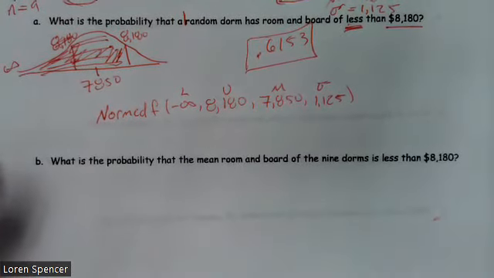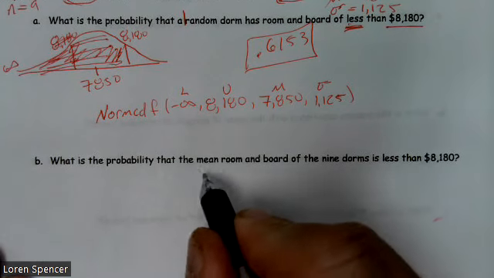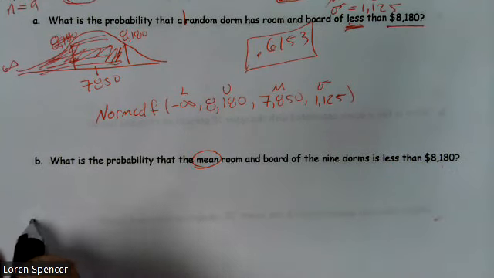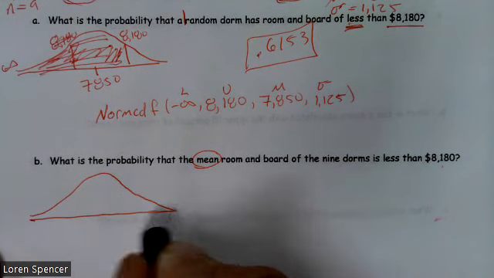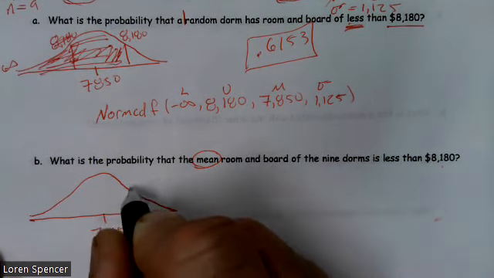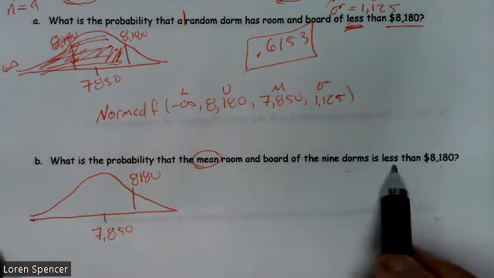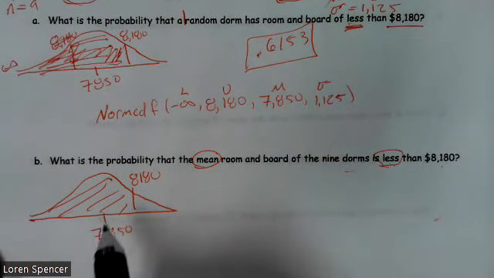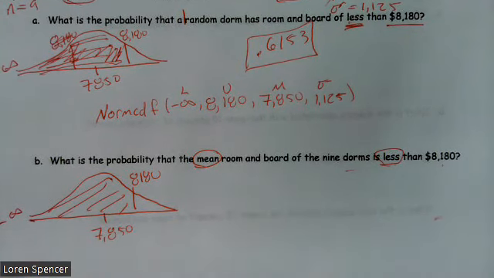What's the probability that the mean room and board of the 9 dorms is less than 8,180? So here we're talking about the mean. Once again, we have the exact same drawing. Nothing changed, except maybe I'll draw it right this first time. 7,850. My upper bound is 8,180. And once again, we're dealing with less, so we're still shading to the left, going to negative infinity. So that's a quick correct drawing.